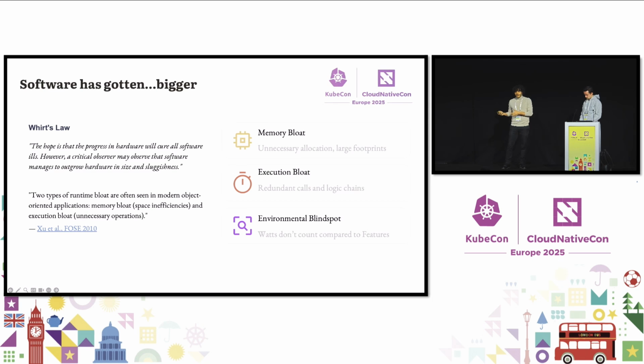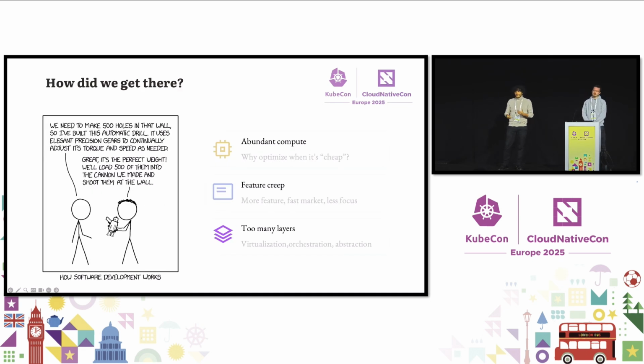On the other side, we also have software that gets bigger, right? Hardware has never been easier to provision. Just a click away, we can have more compute, more nodes, and our software just gets bigger and bigger. I remember we had some discussion because we ended up having Docker images that are 2 gigabytes in size, and maybe this was not possible 20, 30 years ago. That's maybe because we have memory bloat, so we don't care what allocation we do of the memory, we have execution bloat, or simply we have an environmental blind spot. So how did we get there, right?